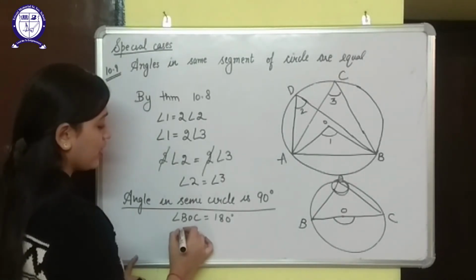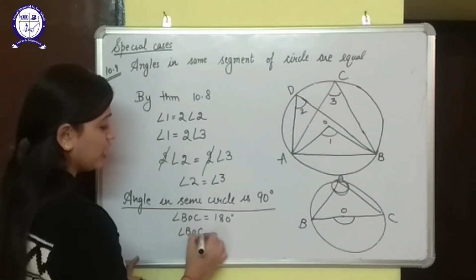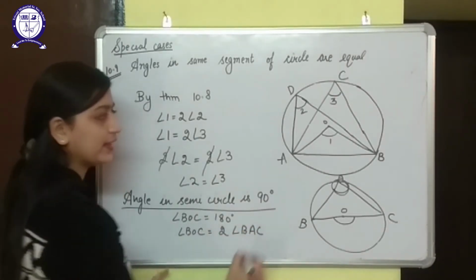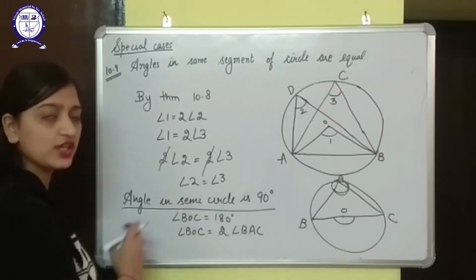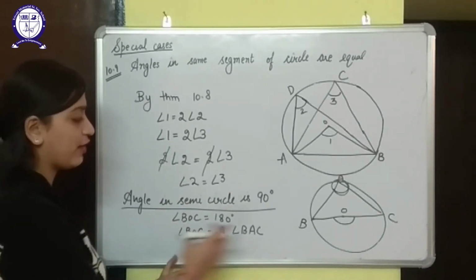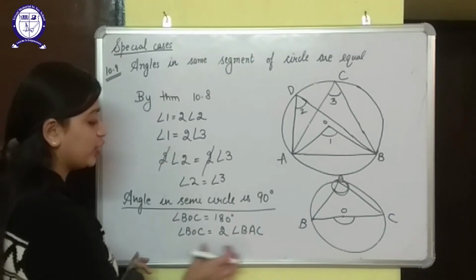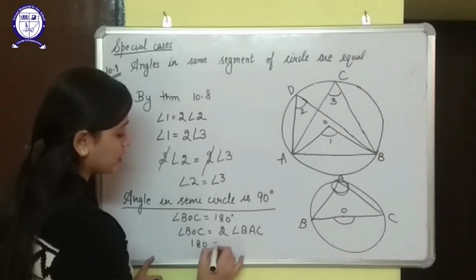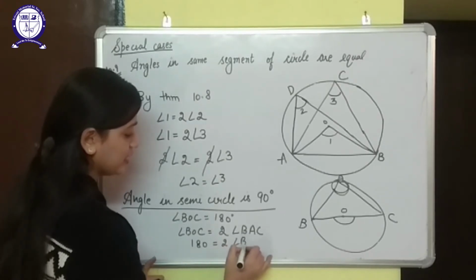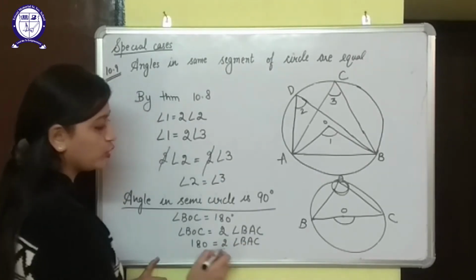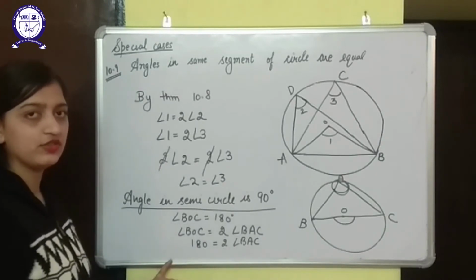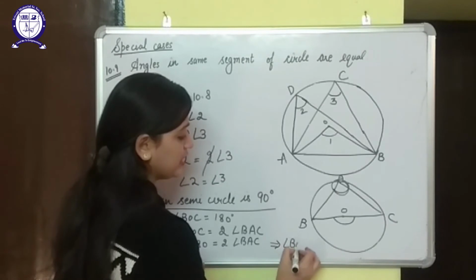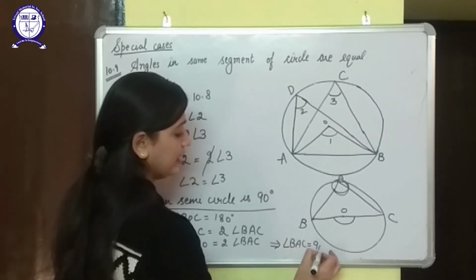So angle BOC is twice of angle BAC by theorem 10.8, because this is also the result of theorem 10.8, so we have to use that. So angle BOC equals twice of angle BAC. So this is 180 equals twice of angle BAC. So the 2 I will take to the other side, this will become 90. So it implies angle BAC is equal to 90 degrees.